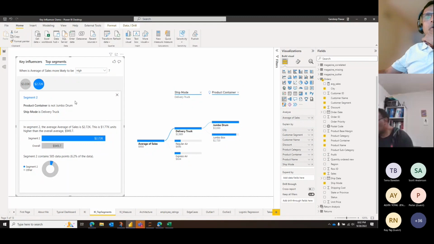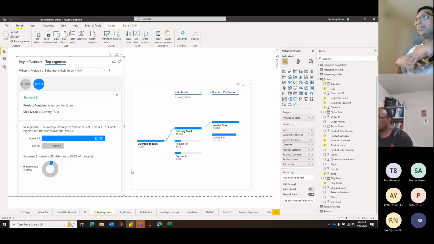Where this helps, though, is that it points you to where you should be looking. Right now it only gave me 2, right? But it may give you 5. And it may give you maybe something about expressed air. Then you can click on each of these different segments and see if there is something around express air, or what those different combinations are.